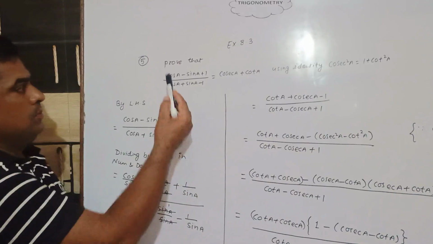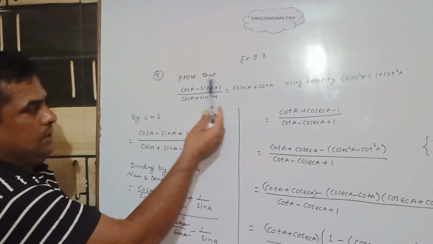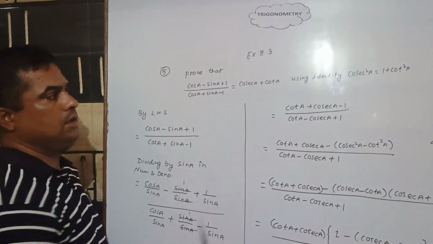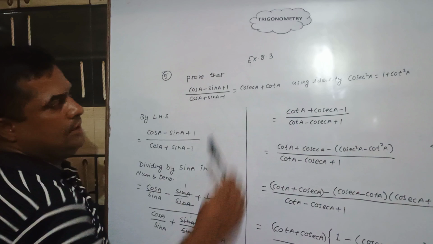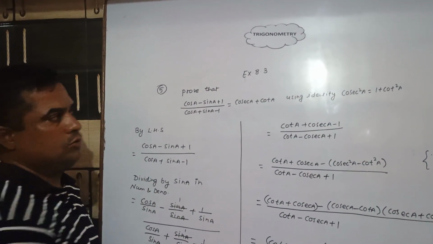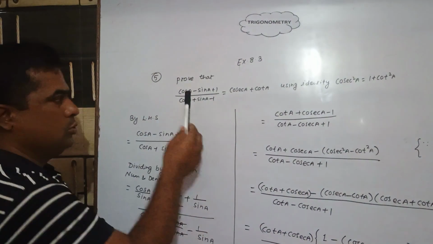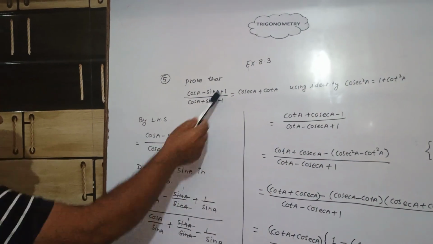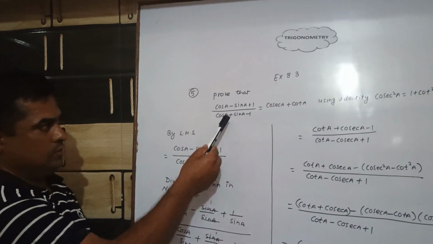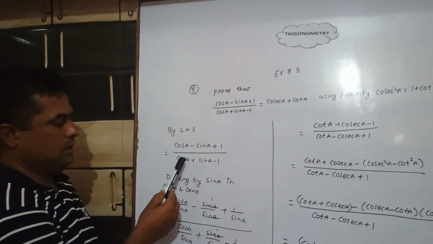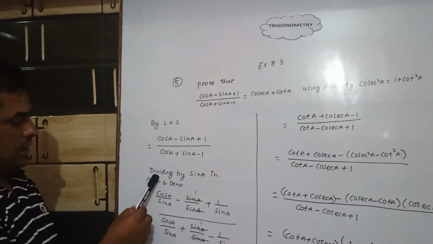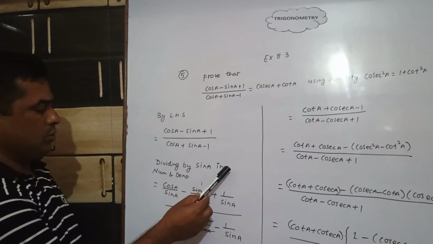Let's prove. Prove that cos A minus sin A plus 1 upon cos A plus sin A minus 1 is equal to cosec A plus cot A, using the identity cosec square A is equal to 1 plus cot square A. Students, we have to use this identity to solve this part. We are taking the left hand side of this numerical. By left hand side, we are writing cos A minus sin A plus 1 upon cos A plus sin A minus 1, dividing by sin A and cos A.